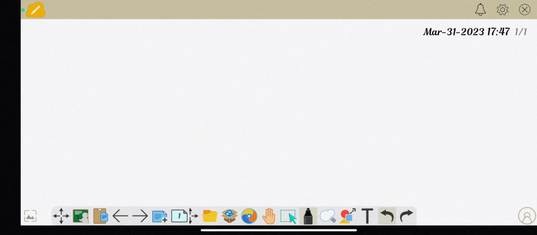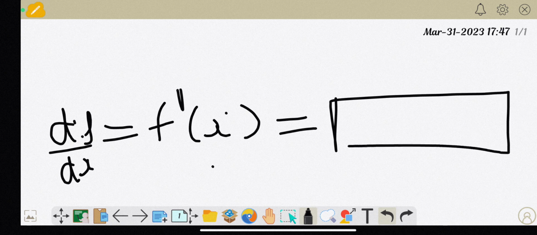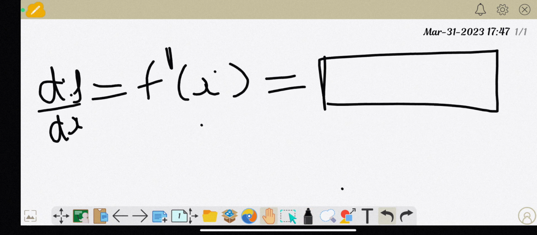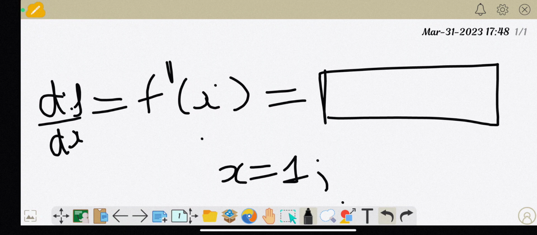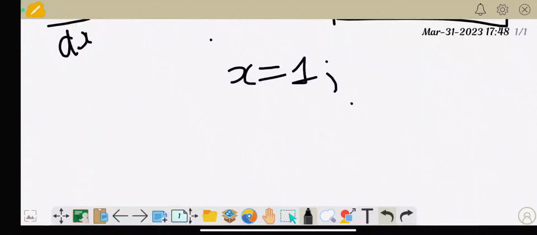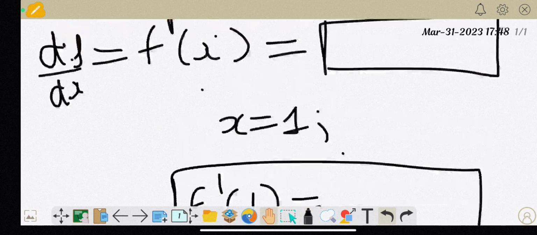So once you get dy by dx, that is equal to f dash of x, then what you do? Whatever expression you got, for that you just substitute the value x equal to 1. Okay, so whatever answer you get, it is f dash of 1. Understood? So I hope it is not that much difficult.